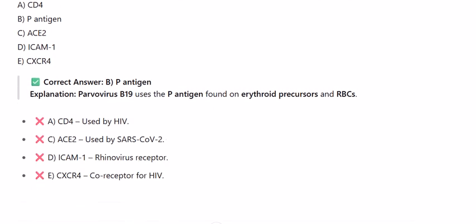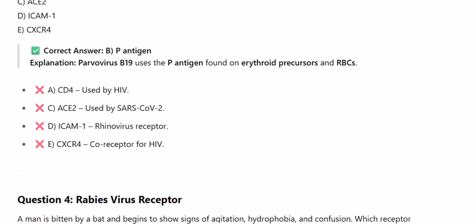A. CD4, used by HIV. C. ACE2, used by SARS-CoV-2. D. ICAM1, rhinovirus receptor. E. CXCR4, co-receptor for HIV.